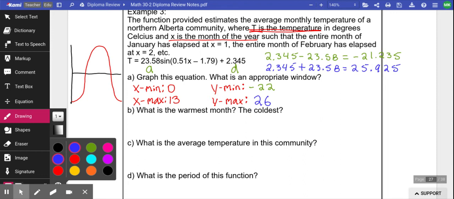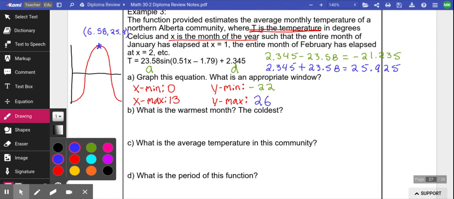For us, the warmest month, they're asking for that right there, that blue star, that maximum value. To find maximums, you go second, trace, maximum. You go left of that maximum, you hit enter. You go right of that maximum, you hit enter. And it gives you an answer of 6.58, 25.9.